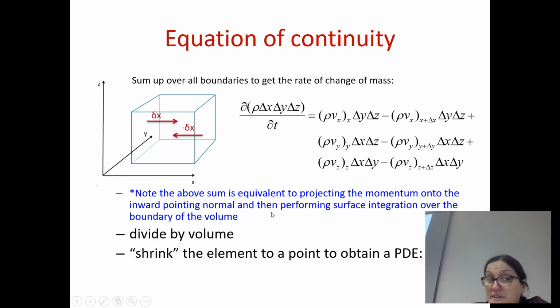Technically, if you have done surface integrals, this is a surface integral of rho v over the boundary of this box. To do a surface integral of a vector field, I have to project the vector field on a normal to the surface element, so then integrate F dot n dA. Do you remember that? No? Okay, then just forget about it right now.